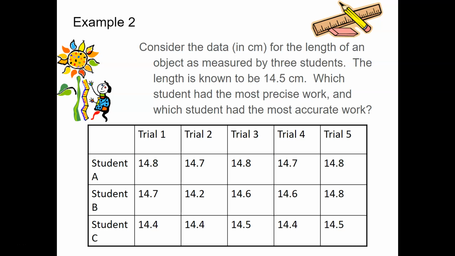All right, here's an example 2. Okay, consider the data in centimeters for the length of an object as measured by 3 students. The length is known to be 14.5 centimeters. Which student had the most precise work and which student had the most accurate work? So to do this problem, I want you to take a moment and stop the video and do the average and then the percent error. And then I want you to do the range. And then go ahead and come back and then we'll give you the answer. So go ahead and take some time right now to stop the video, calculate the problem, and figure out your answer so that you can compare it to the correct answer.